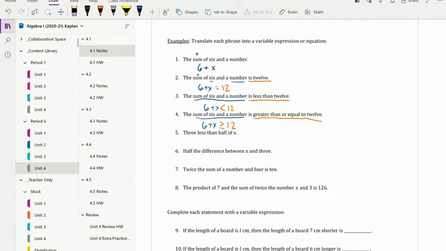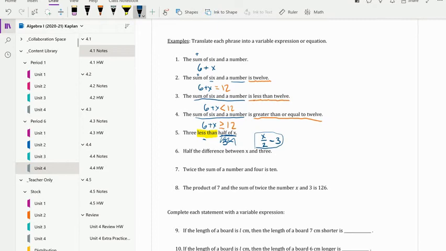3 less than half of x. Well, first of all, I see less than, right? This is that special one. Hopefully you remember that less than means subtraction, but this is one of those special ones where it's kind of flipped around. So before we worry about the 3 less than, it's not going to look like 3 minus something. No, it's going to be something minus 3. Well, that something is half of x. What's half of x look like? Half of x is x divided by 2, or x over 2. And there you go.